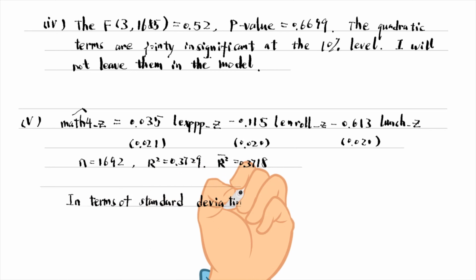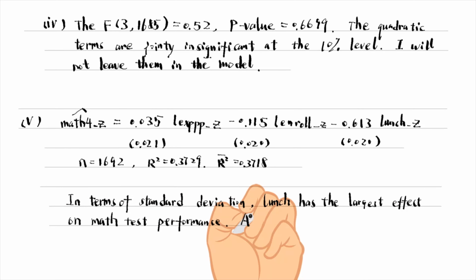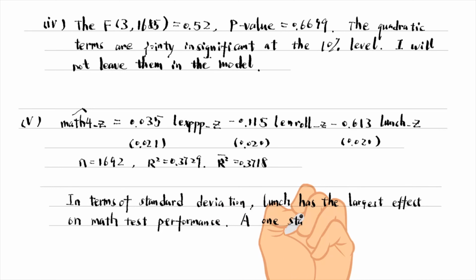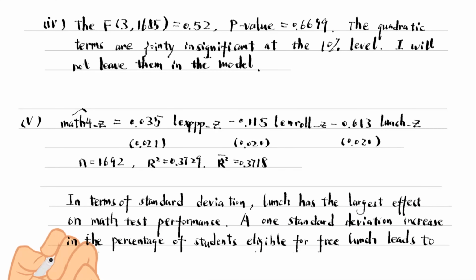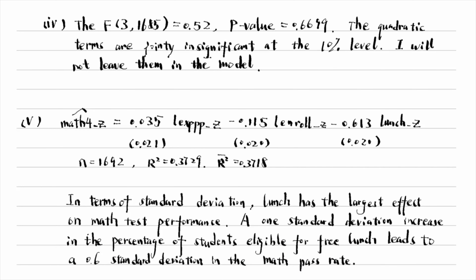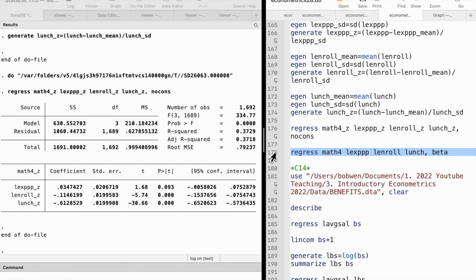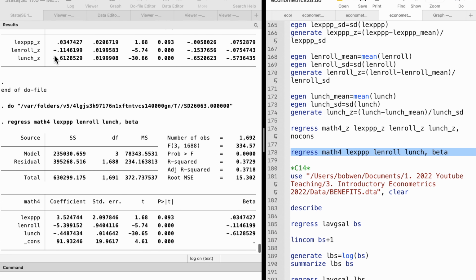In terms of standard deviation, lunch has the largest effect on math test performance. A 1 standard deviation increase in the percentage of students eligible for free lunch leads to a 0.6 standard deviation increase in the math pass rate. In Stata, we can use the beta option to obtain the beta coefficients without the hassle of generating the z-scores by hand. It gives the same answer.